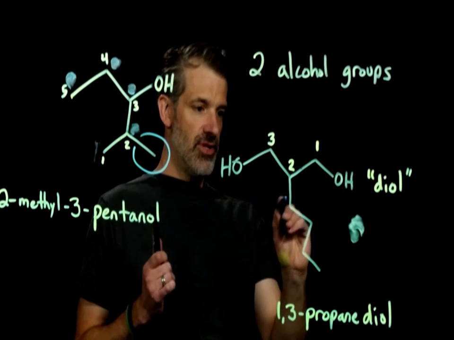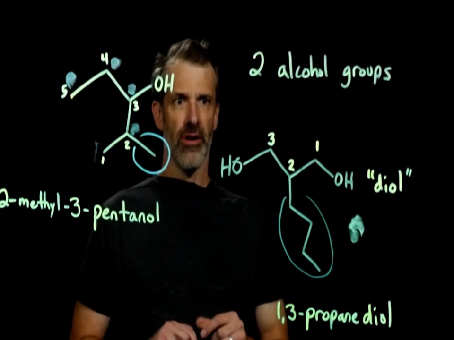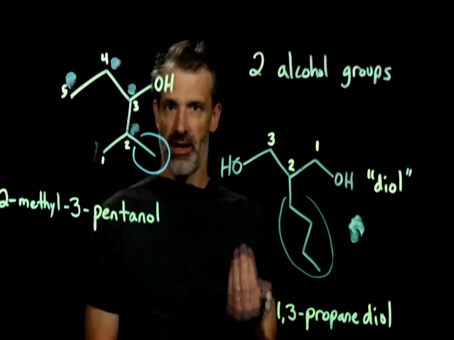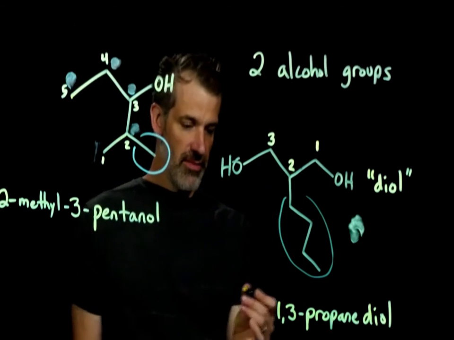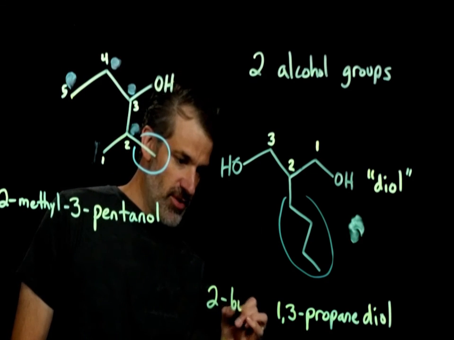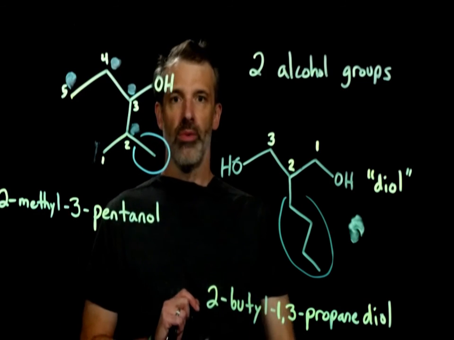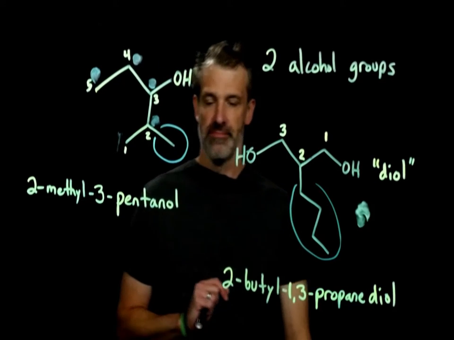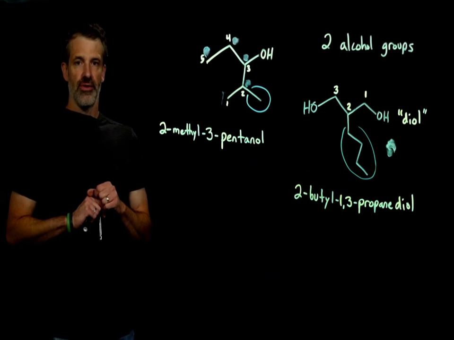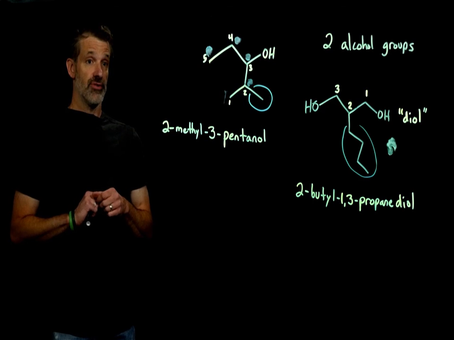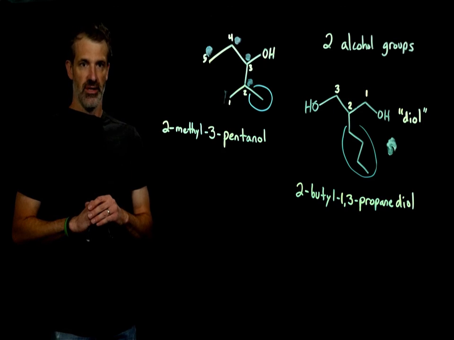We have one substituent, which is 1, 2, 3, 4 carbons long. A 4 carbon long substituent alkyl group is butyl. So this butyl group comes off of carbon number 2. So the first part of this name is 2-butyl 1,3 propane diol. So that's how you would go about naming molecules with 2 alcohol functional groups. They give that diol ending. All the usual rules apply after that.